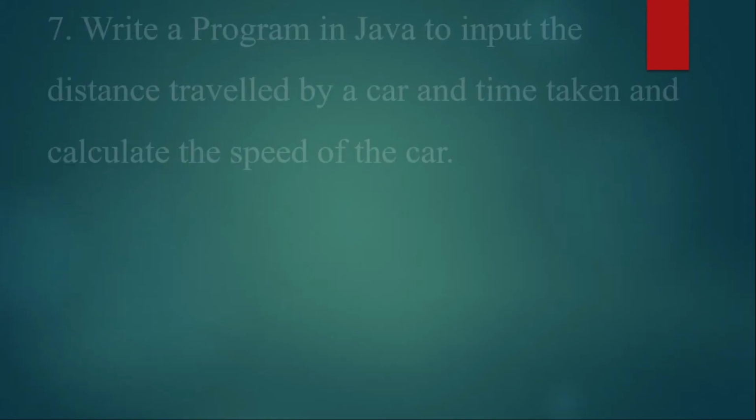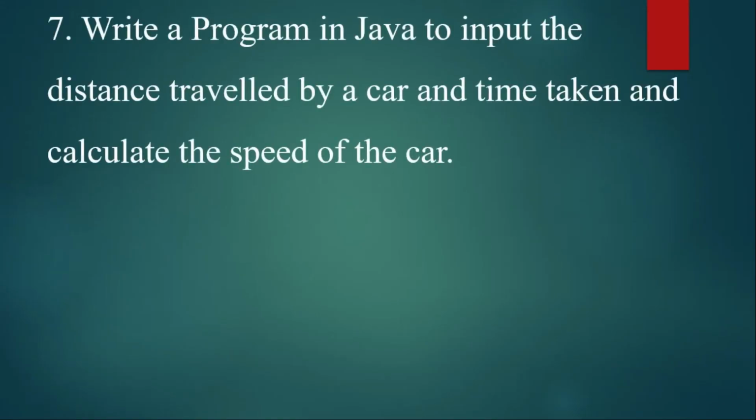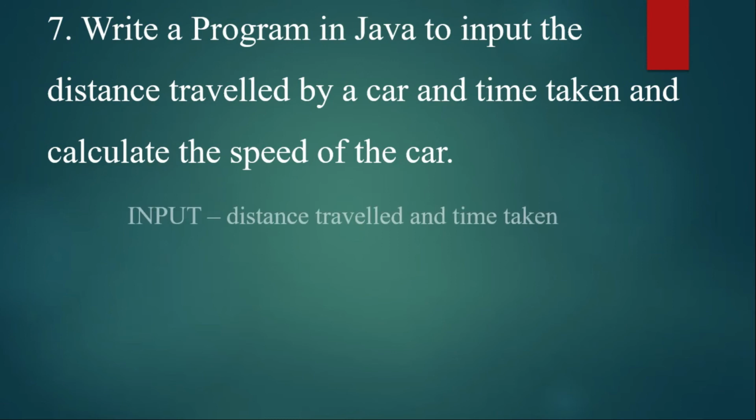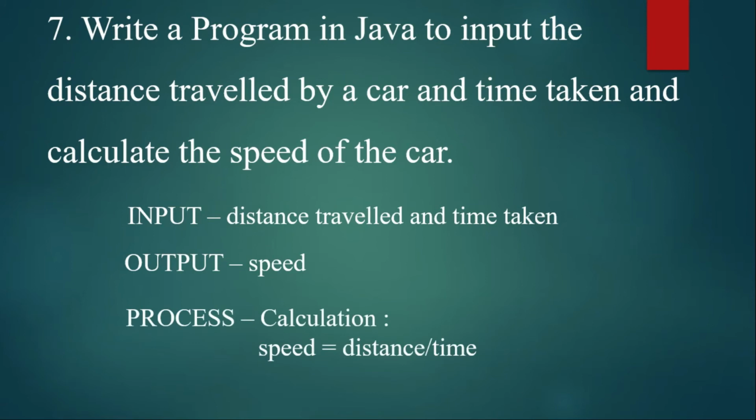Over to the next program. Write a program in Java to input the distance traveled by a car and time taken and calculate the speed of the car. So here the input is the distance traveled and the time taken, and the output is the speed of the car. The calculation formula used is speed equals distance by time.